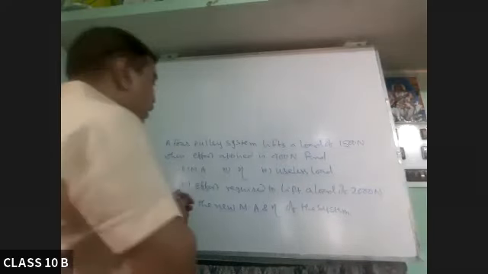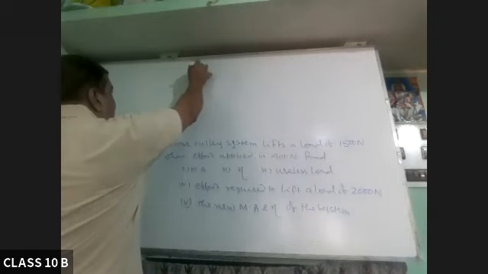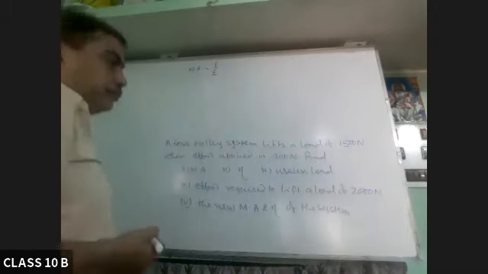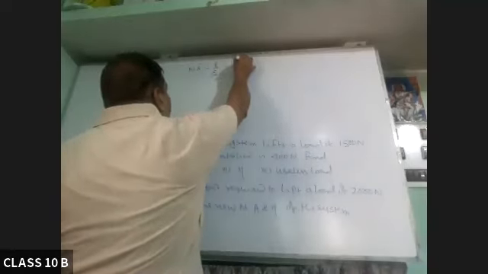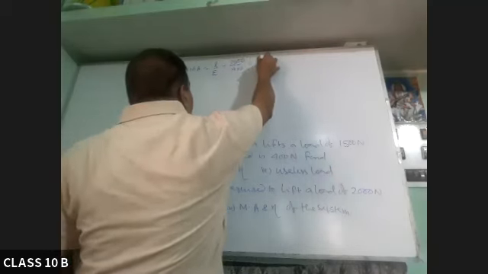So what is happening here? Mechanical advantage is load by effort, 3.75. So here it is used to lift load this much, that is, it is used for load. So 1500 over 400, so it is 3.75.